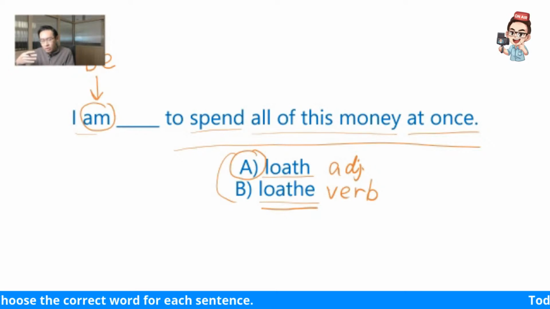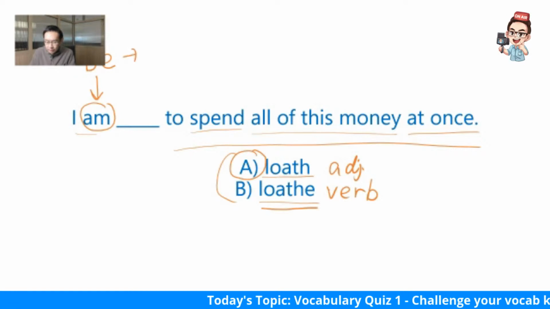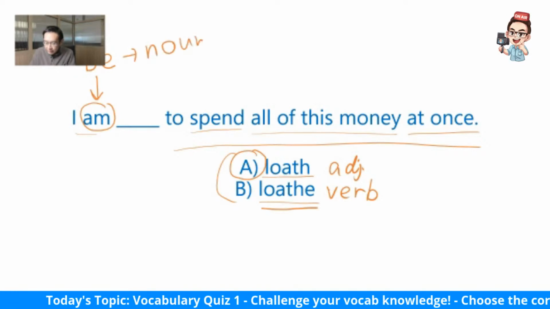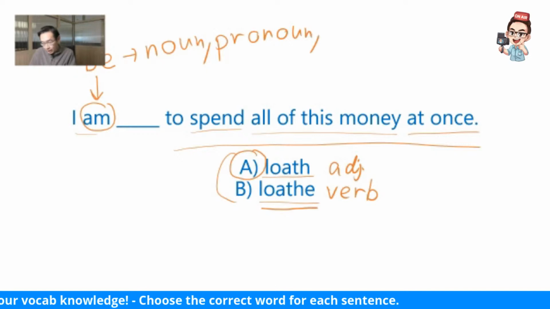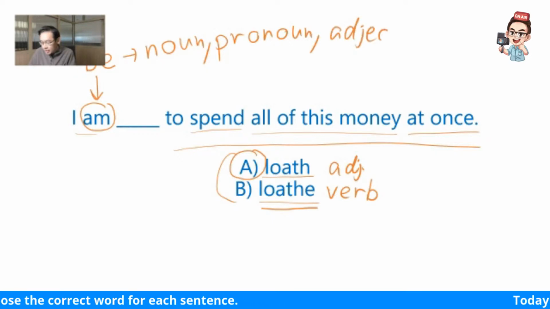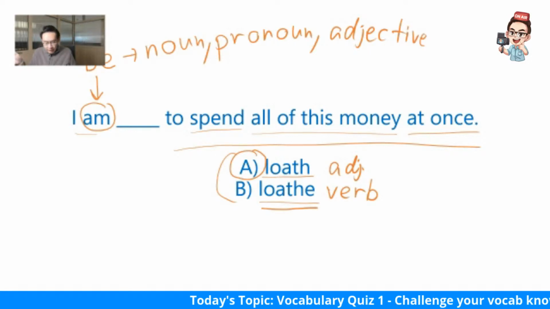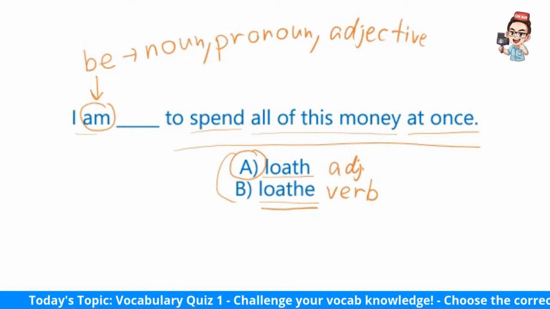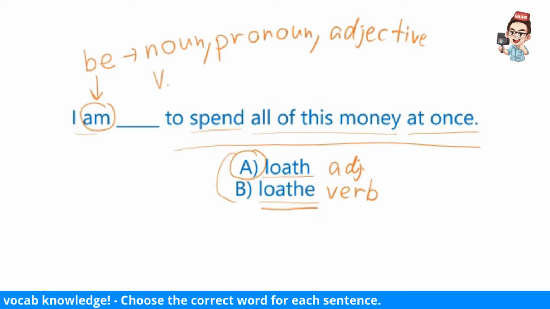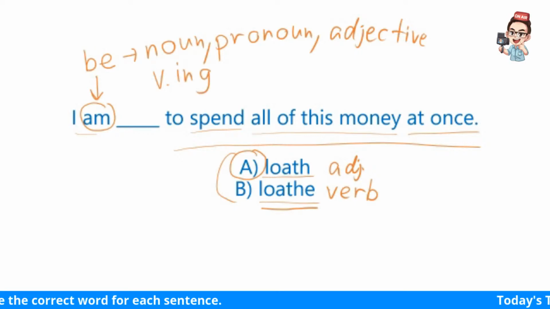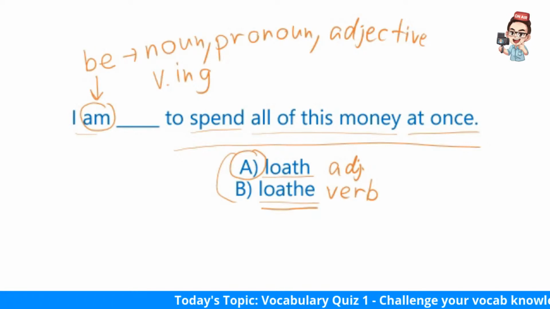And when we follow a be verb, normally it is what? It can be a noun. Okay, and we can follow it with a pronoun. And we can follow it with an adjective. And some of you may ask, can we follow be with a verb? Yes, we can, but it has to be what? An ing verb, okay? So a participle. Like, for example, I am driving a car. We can say driving, which is a verb, but it has to be verb ing, okay?